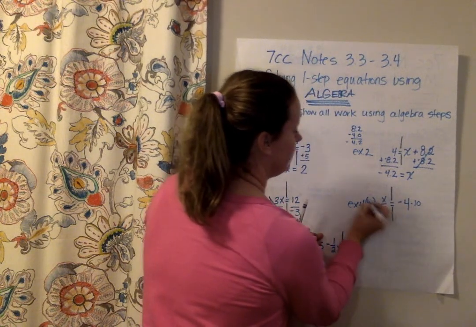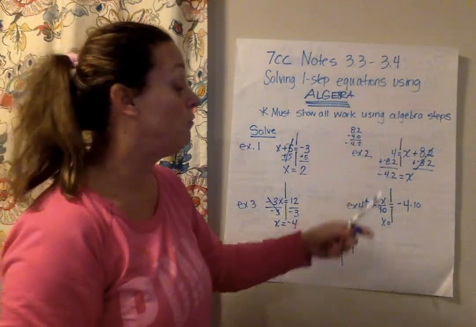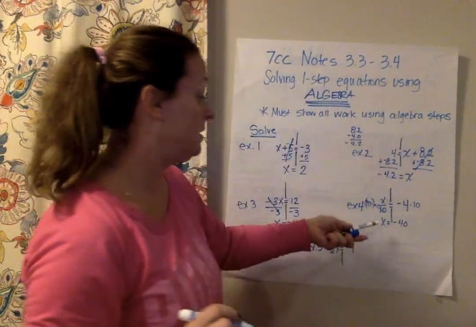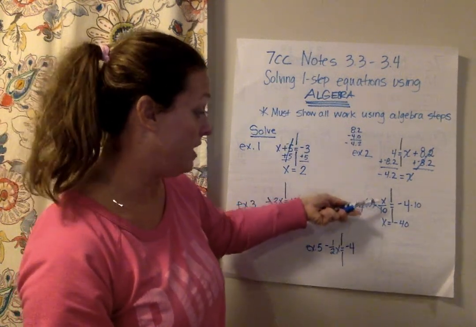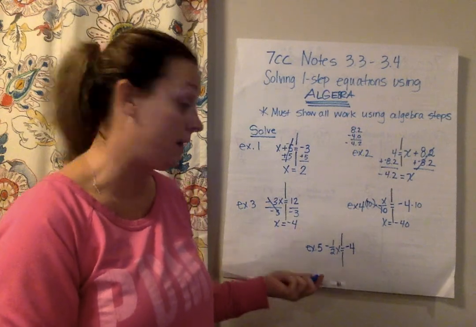10 times x divided by 10 is x. So now I've just isolated the variable. Negative 4 times 10 is negative 40. I plug into my equation that negative 40 divided by 10 is equal to negative 4. So I know I've solved the equation correctly.